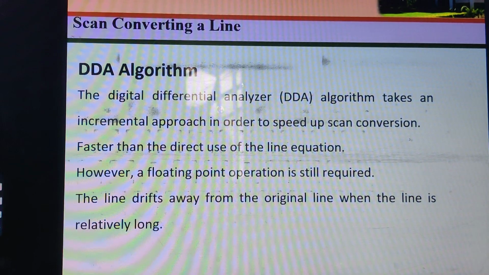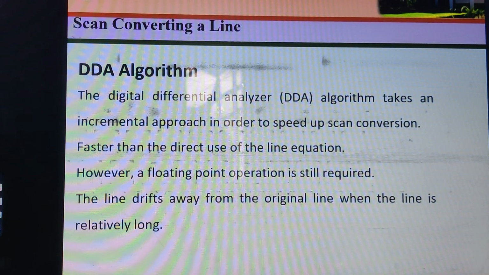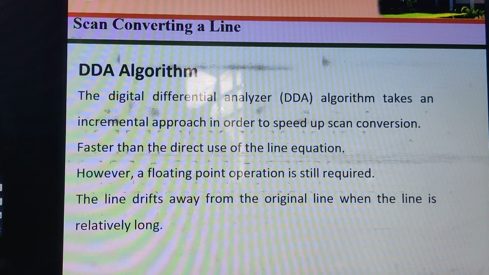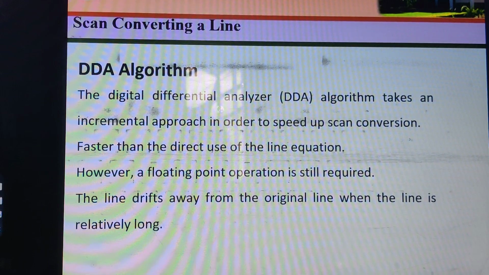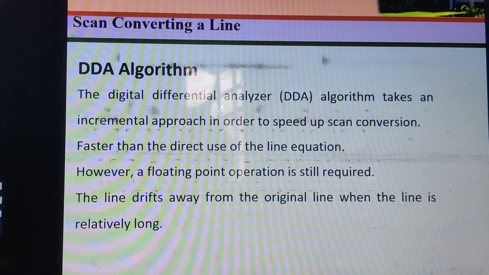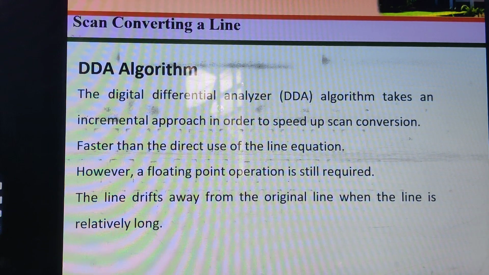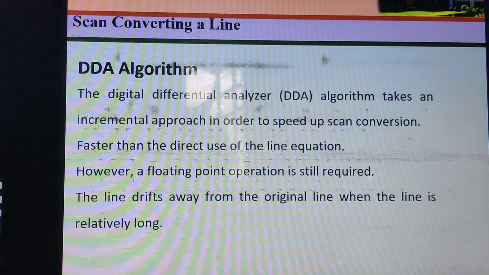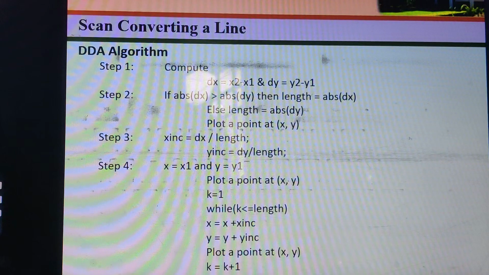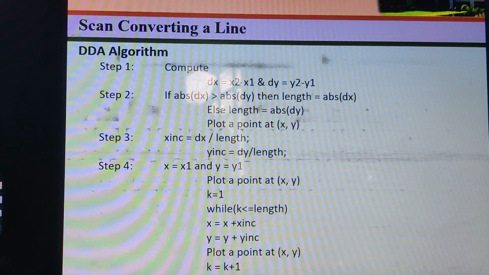Through scan converting a line, we are going to discuss the DDA algorithm. DDA stands for Digital Differential Analyzer. This algorithm is an incremental approach in order to speed up the scan conversion. This DDA algorithm is very fast at calculating the coordinates for plotting line segments. So we will discuss the DDA algorithm.